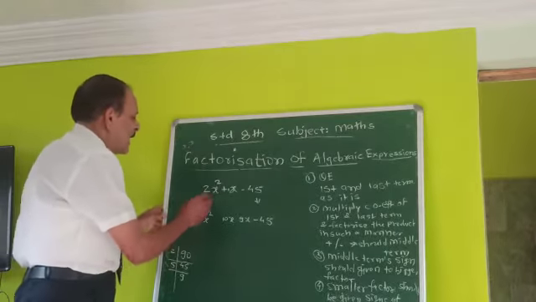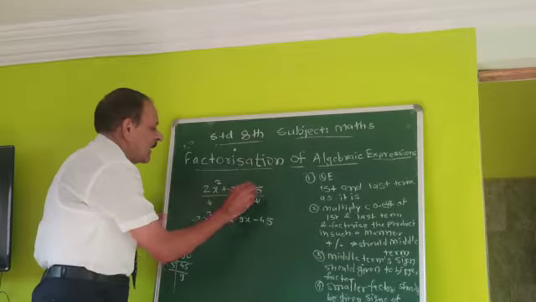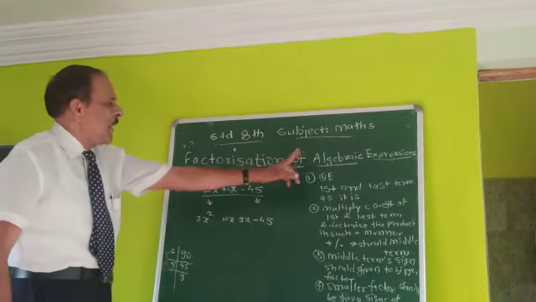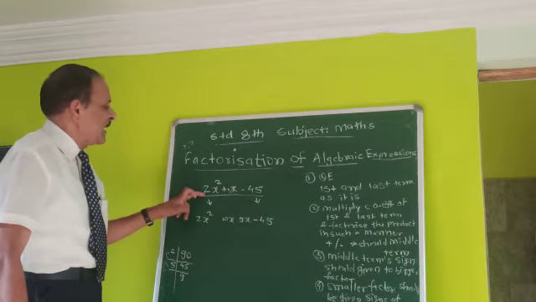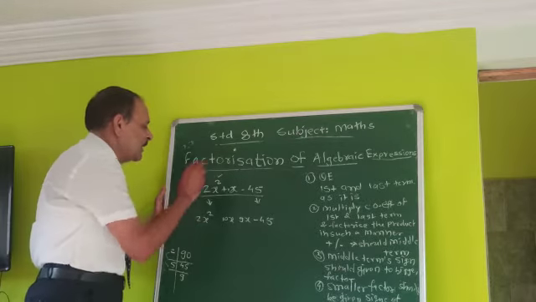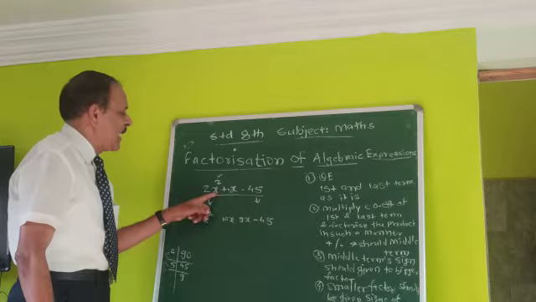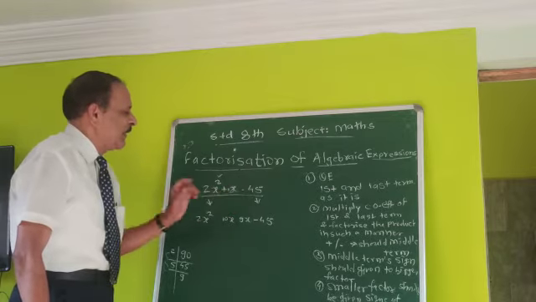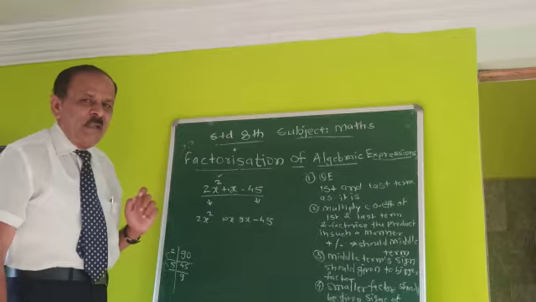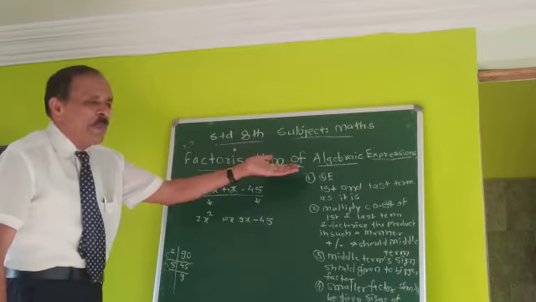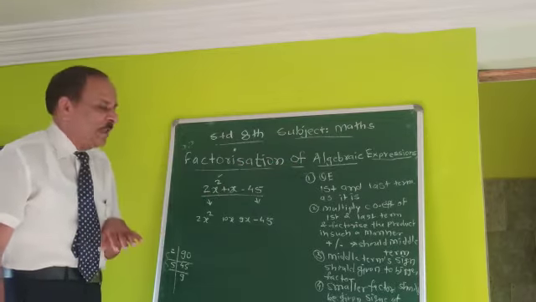Friends, we are learning about factorization of algebraic expressions. So this one expression is given, of course this 2x square plus x minus 45. This is a quadratic equation. May it be an algebraic expression, but it is a quadratic equation.